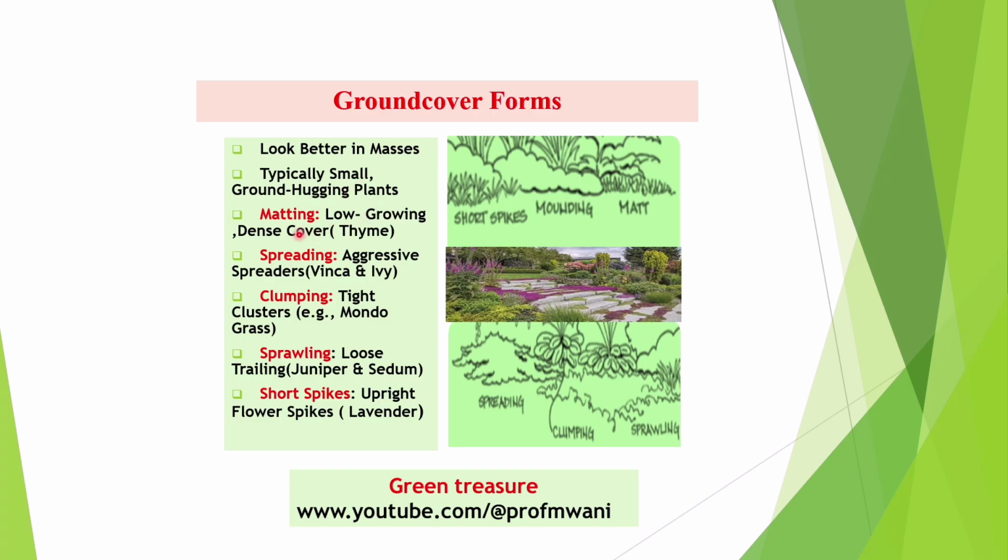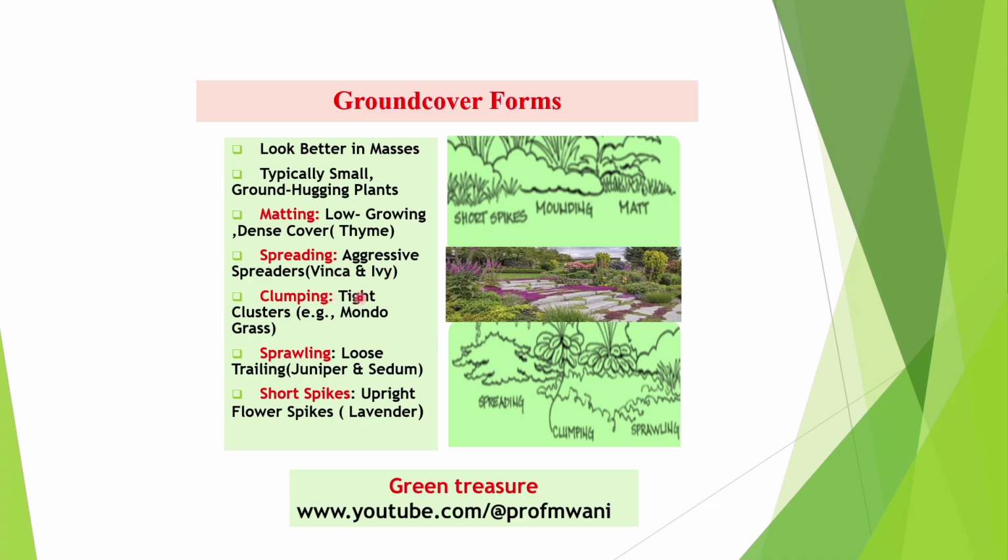They can be of the following types: matting type, that is, they will be together, a low growing, dense cover. One example of a ground cover plant will be thyme. Spreading ones will be aggressive spreaders. They will be spreading like anything. They have horizontal types of stems. Vinca and ivy are examples for it.